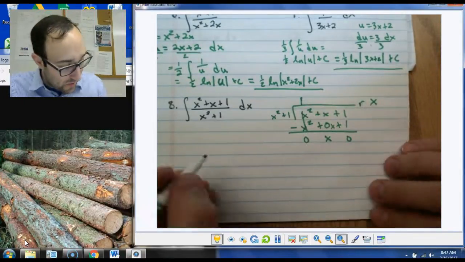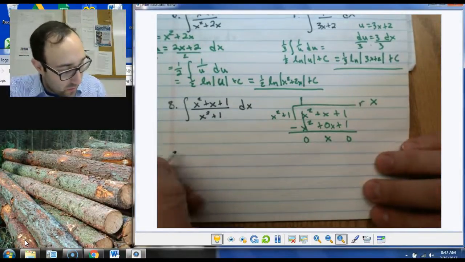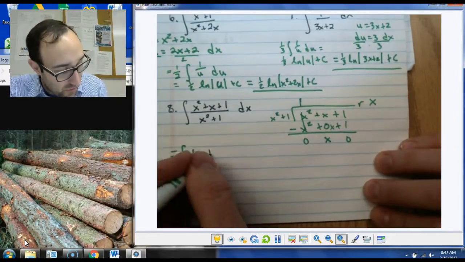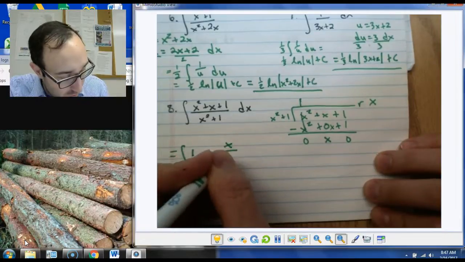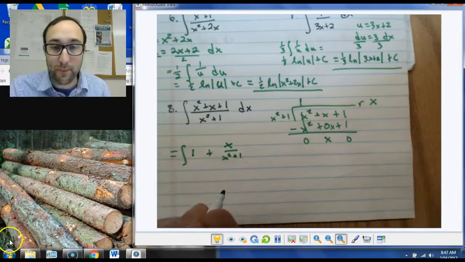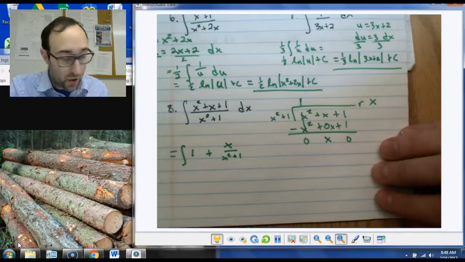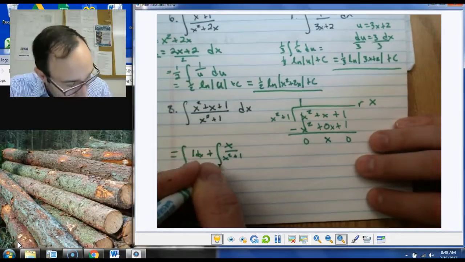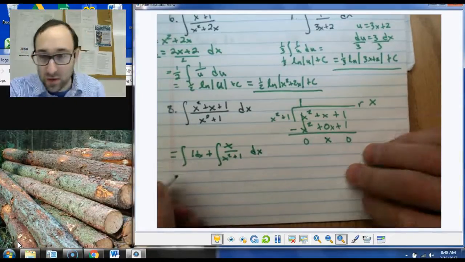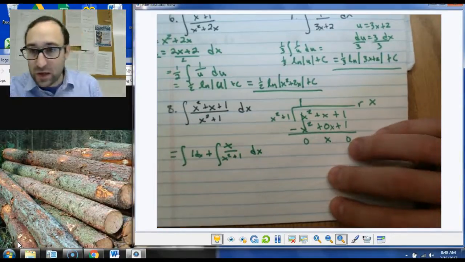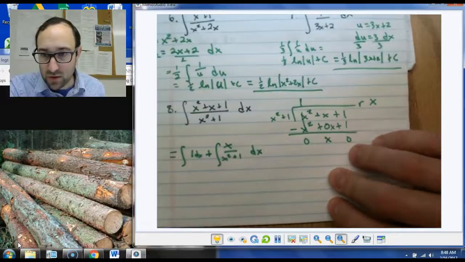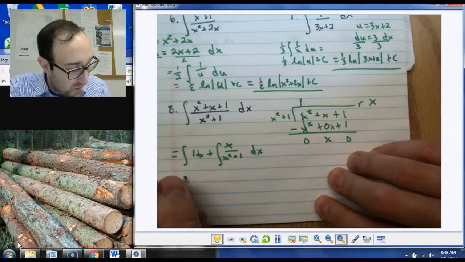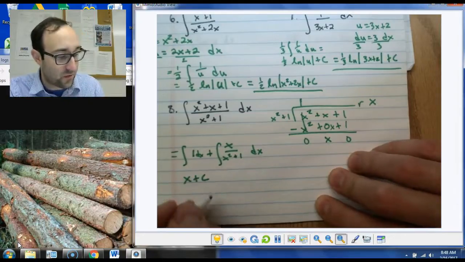What that means is I can rewrite this whole integral as the integral of 1 plus x over x squared plus 1. Got it? Good. So now let's change this to a dx, take the integral of each piece, and say, what's the integral of 1? Well, that's going to be x plus c for this first one.